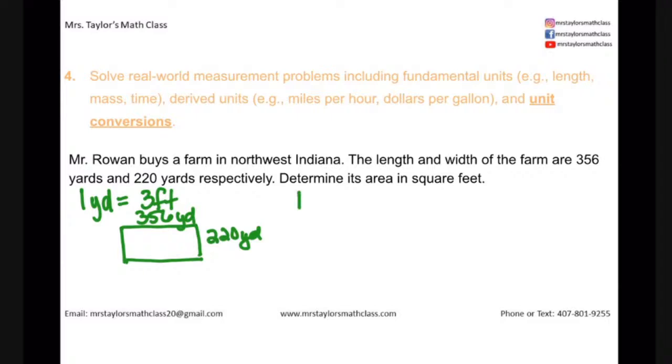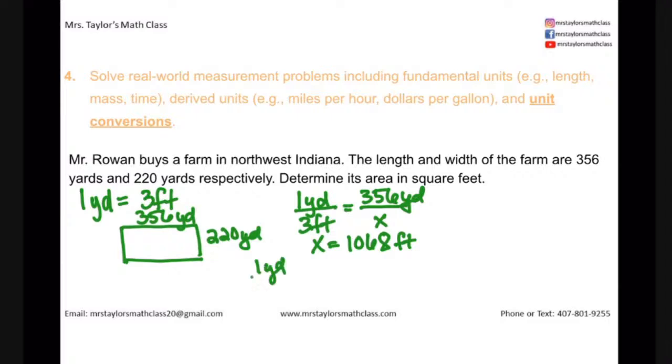So I have 1 yard, 3 feet. I like working with proportions. It just makes life easy for me. If you want to do something different, that's on you, but this is what I like to do. Keeps it simple, keeps it consistent. So that's going to get me 1,068 feet here.